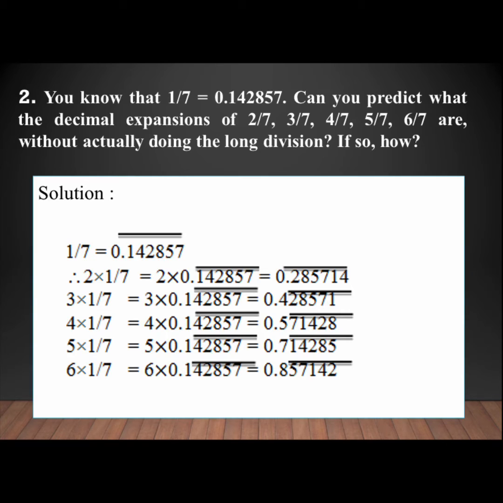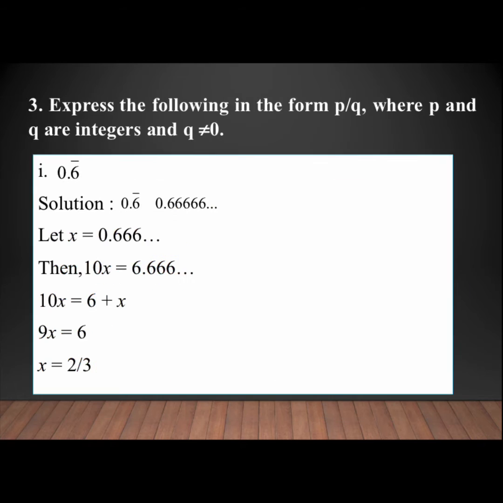Now for 2 by 7, we multiply the value of 1 by 7 by 2, and for 3 by 7, we multiply it by 3, and so on. This is the way to find decimal expansions of 2 by 7, 3 by 7, 4 by 7, 5 by 7 and 6 by 7 without doing the long division method. Now moving forward to the next question.